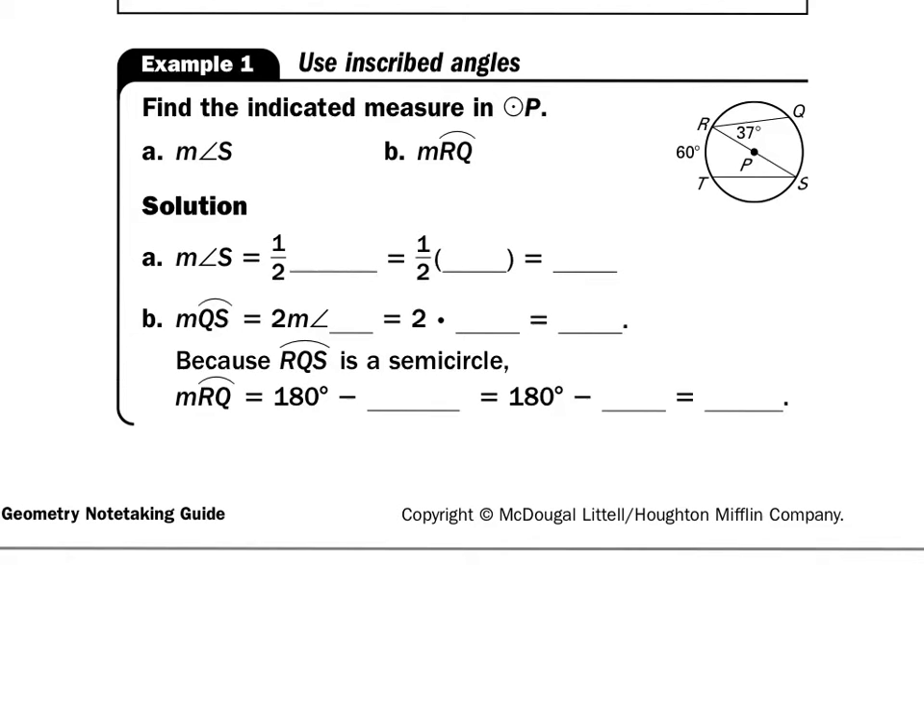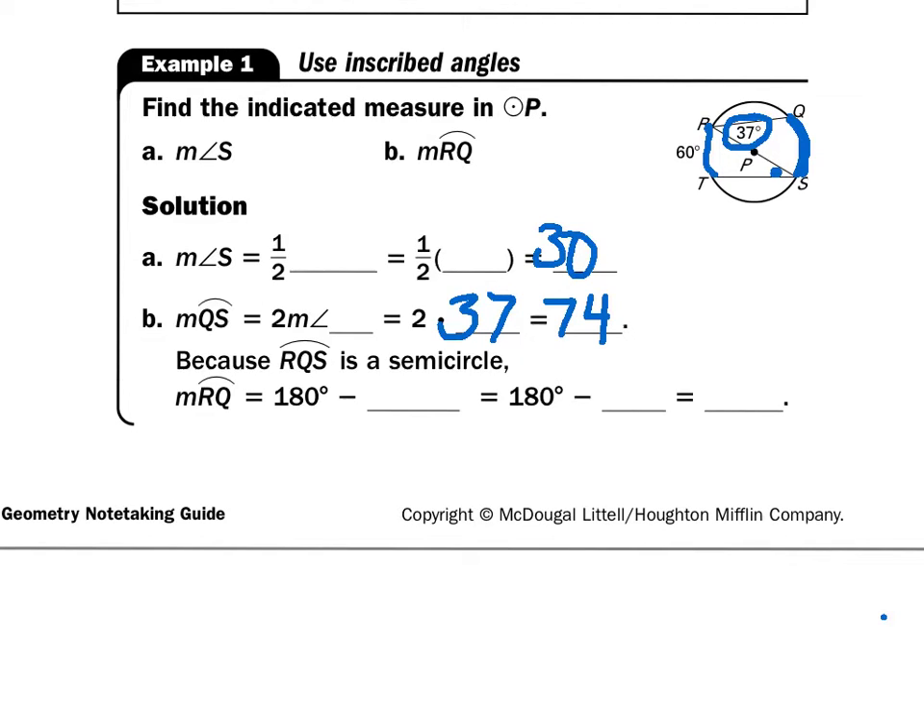Find the indicated measure in circle P, the measure of angle S. Here is our angle S. What is its intercepted arc? It's 60, and so the angle's half that, so the angle is 30. Now we want the measure of Q to S. Q to S is a minor arc. What is its angle measure? It's 37. So now we need 2 times 37, and that's 74.